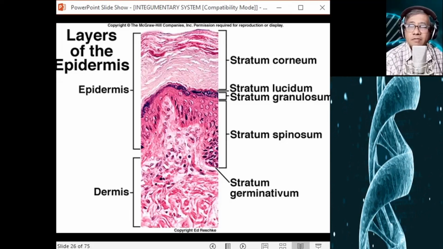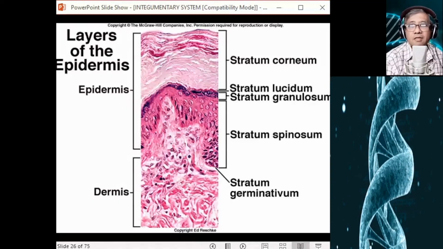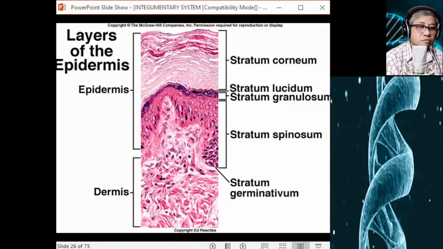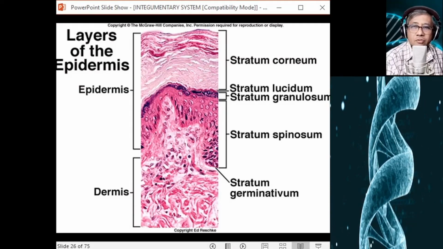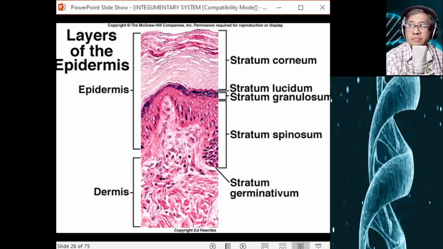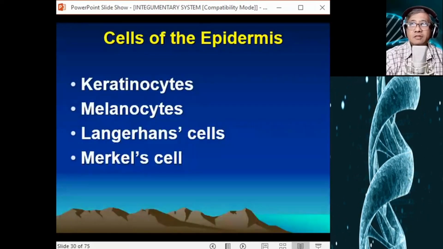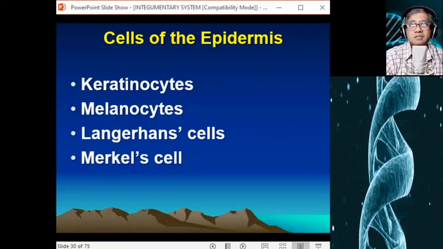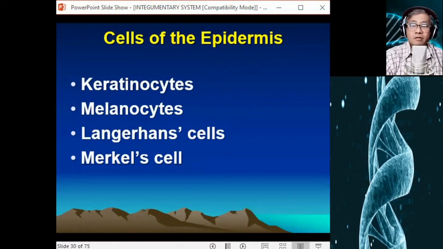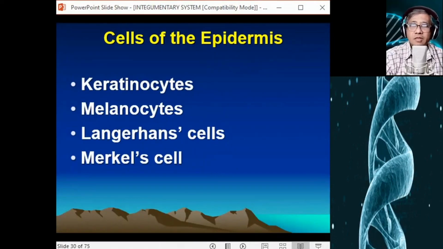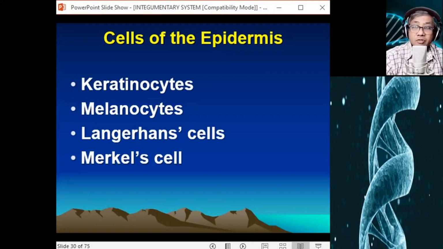Okay, and above that is stratum lucidum, which is found only in thick skin. And we have stratum corneum, which is made up mostly of dead cells that tend to flake off. Okay, so those are the different layers of the epidermis. Let us now go into the details of the cells, some of the important cells of the epidermis. There are 4 major cells that comprise the epidermis. We have the keratinocytes, melanocytes, Langerhans cells, and Merkel cells.